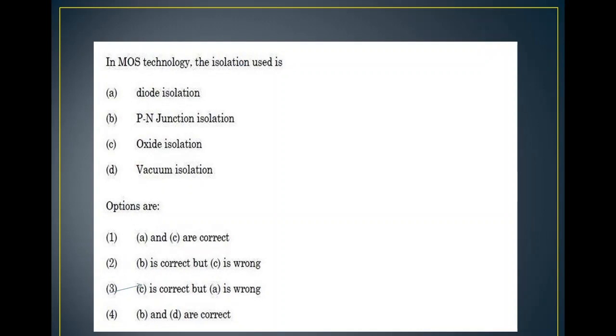In MOS technology, metal oxide semiconductor technology, the isolation used is: A, diode isolation. B, PN junction isolation. C, oxide isolation. And D, vacuum isolation. Your options: first, A and C are correct. Second, B is correct but C is wrong. Third, C is correct but A is wrong. And fourth, A, B and D are correct. Your correct answer is option third, C is correct but A is wrong. That means in MOS technology, the isolation used is oxide isolation.